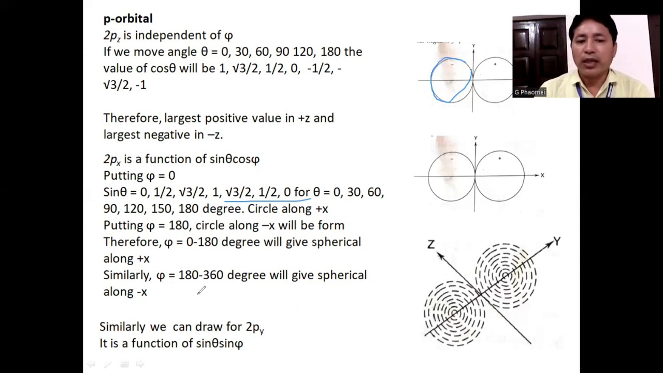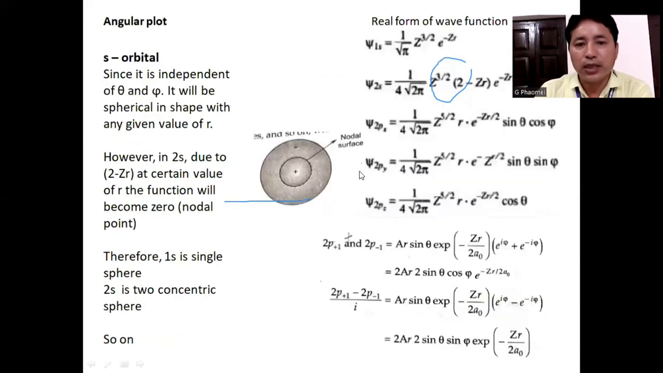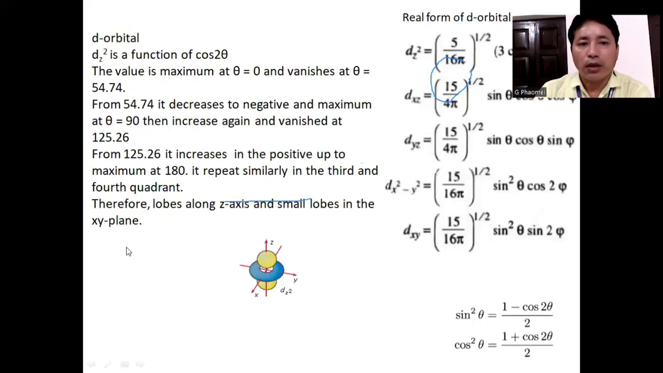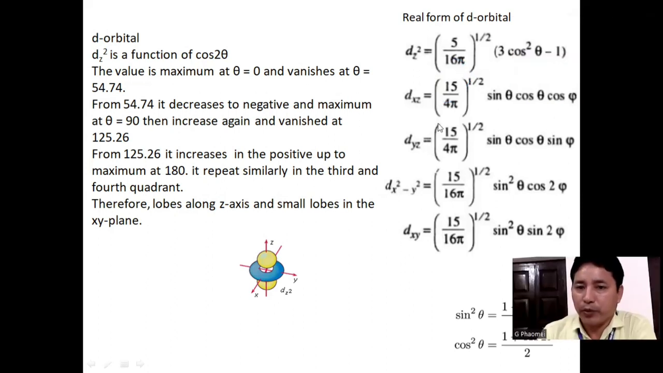So from these wave functions, we can have some idea of the structures of these p orbitals: the px orbital, py orbital, and pz orbital. And in a similar way as in the case of 2p orbitals, we use trigonometry and make the real form of the d orbitals.